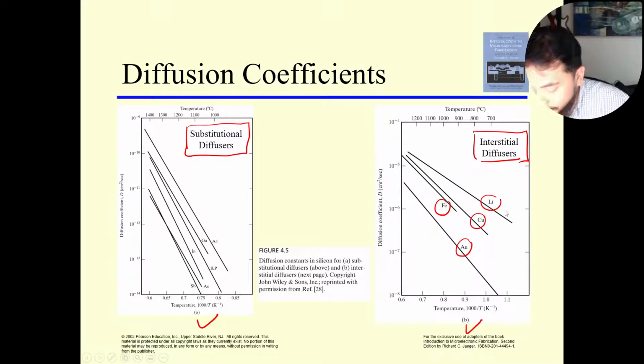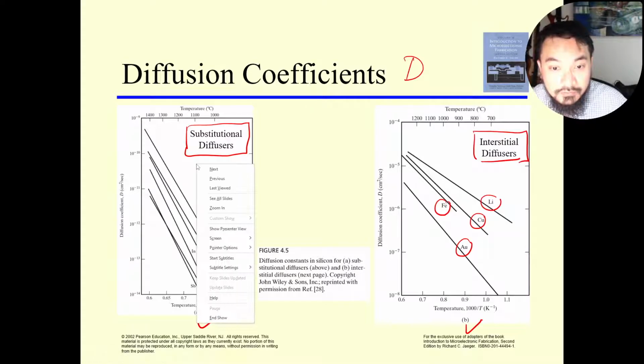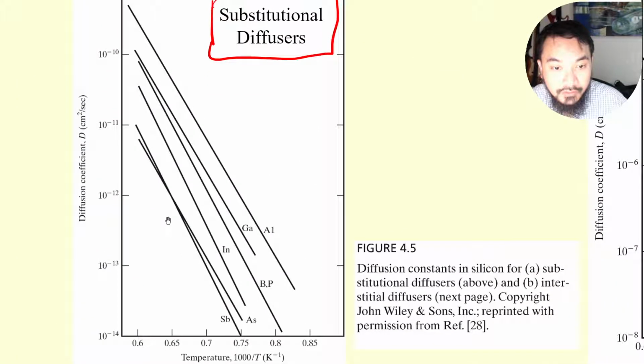So this type of diffusion process determines what D is. Let's zoom in a little bit. As you can see, this is an Arrhenius plot. Moving to the right is decreasing temperature, moving to the left is increasing temperature. As you can see, the higher the temperature, the higher your diffusion coefficient. You look at the value here: this is 10 to the minus 11, this is 10 to the minus 12. So 10 to the minus 11 is higher than 10 to the minus 12. So increasing the temperature will increase the diffusion coefficient.